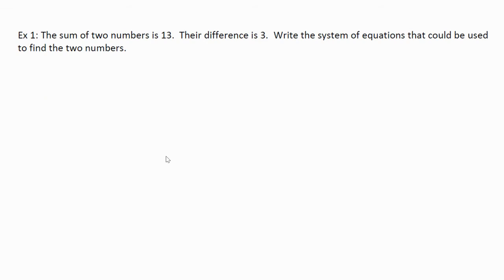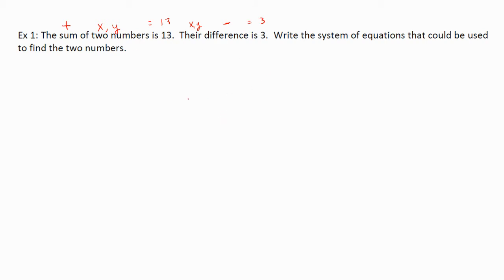It says the sum of two numbers is 13. Their difference is 3. Write the system of equations to find the two numbers. All right. So remember, the easiest way to do this is to go through and try to translate the words into symbols. So when you see the sum, that means plus. And then two numbers, we don't know what those numbers are. We're going to call those X and Y, and it is 13. All right. Now, their difference means X and Y again. Difference means minus is 3.